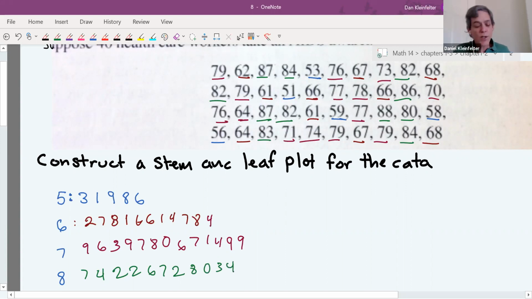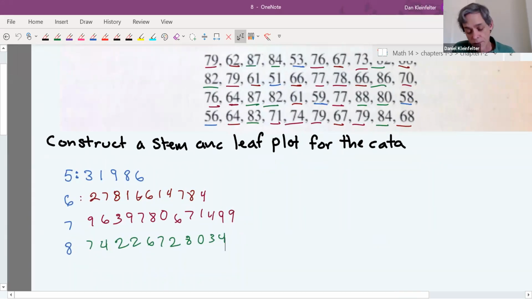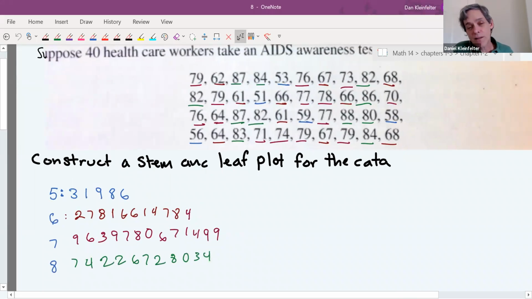All right, so we should have a total of 40 values here. So let me just count those. I won't be sure that there's not a mistake there, but it'll make me at least a little bit confident. So there's 5 in the first row, 6, 7, 8, 9, 10, 11, 12, 13, 14, 15, 16, 17, 18, 19, 20, 21, 22, 23, 24, 25, 26, 27, 28, 29, 31, 33, 36, 40. All right, so there are 40 values there.